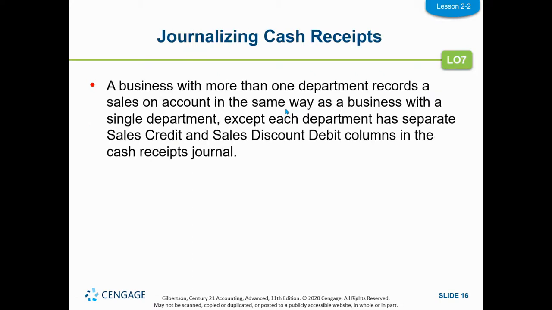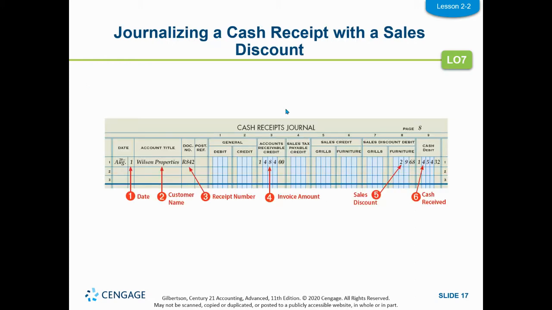So with our cash, obviously we still give discounts, and we're not doing anything different for our cash receipts journal except dividing up the sales and the sales discounts. We now have a column for grills and furniture for sales, and we have a column for sales discounts for grills and furniture. Now, you may have a transaction where they bought both grills and furniture.